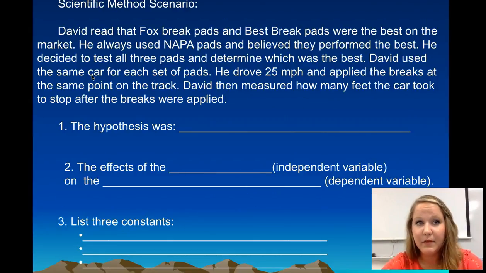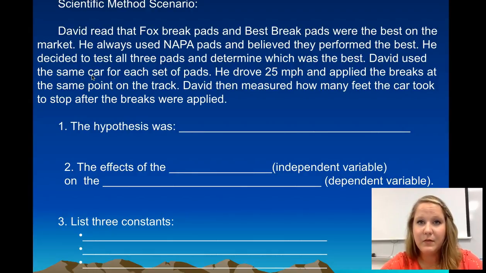Let's look at another example. So David read that Fox brake pads and Best brake pads were the best on the market. He always used Napa pads and believed they performed the best. He decided to test all 3 pads and determine which was the best. David used the same car for each set of pads. He drove 25 miles per hour and applied the brakes at the same point on the track. David then measured how many feet the car took to stop after the brakes were applied.